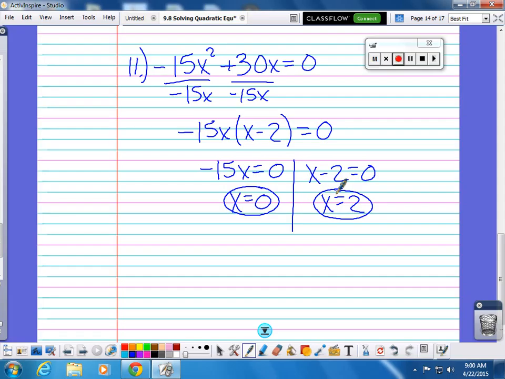Alright, on number 11, he factored out a negative 15x, left you with x minus 2, so the answers are 0 and 2. Alright, so I think we understand a little bit more about why we ever factor to begin with, so that we could graph something other than a linear equation. We can graph curves, and the bigger the polynomials get, the bigger the exponents get, the more factoring we have to do, deeper and deeper. But this is why we learn how to factor.